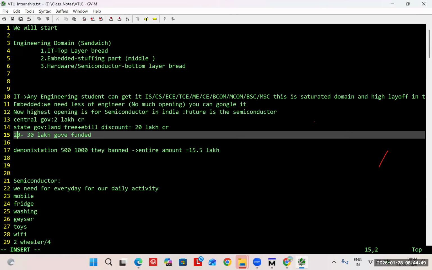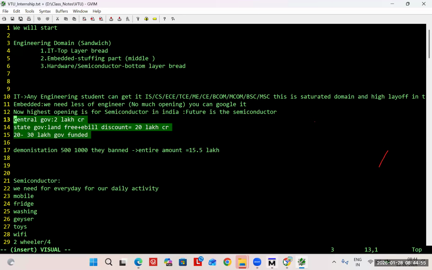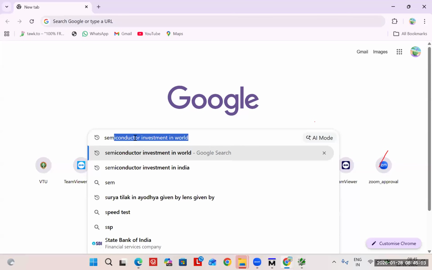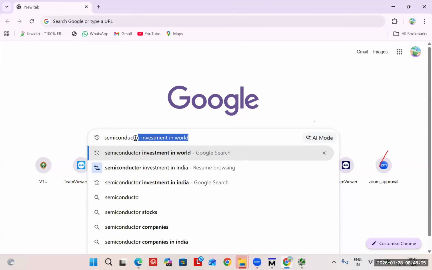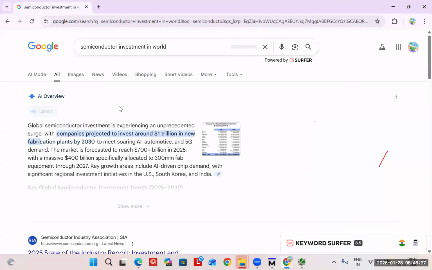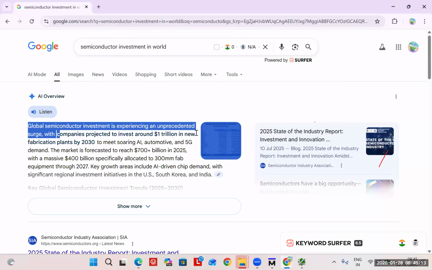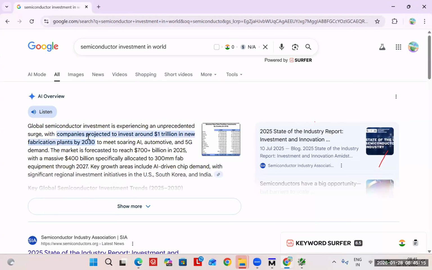On top of that, whatever the private players have, they are funding heavily on that part. Is it clear? Yesterday I also said to you, if you want nothing else, you can go on semiconductor investment in the world. You take it. Companies are projected to invest around 1 trillion in new fabrication plants by 2030.